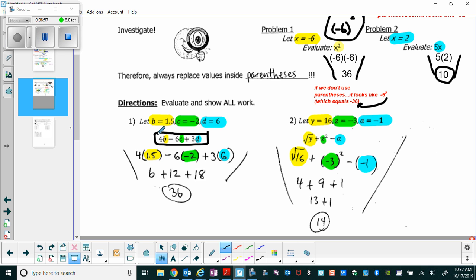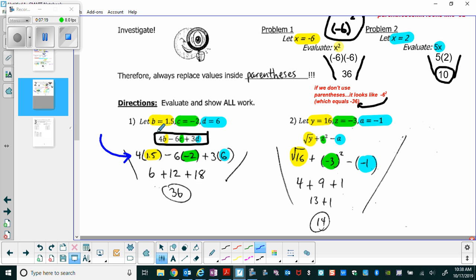So we've got 4 times b, so we've got 4 times 1.5, and notice I have parentheses. Then we have a minus 6, and then in parentheses the c is a negative 2. And then we have plus 3 times d, so plus 3 times 6. And now we're just going to use the order of operations to simplify this numerical expression.